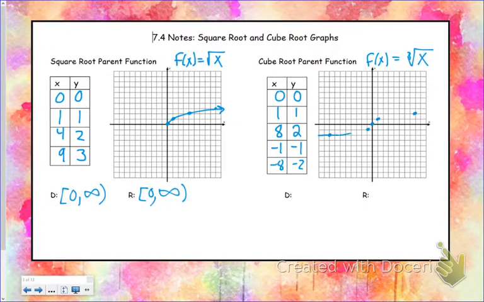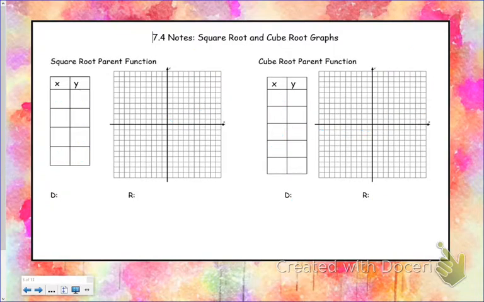So my graph is going to look like this. All right. So again, this one, from about here over, it looks pretty similar to your square root graph. It's just a little bit flatter because it takes longer to get to those points. But again, this graph will have a domain and range that's -infinity to infinity. All right, so those are your two new parent functions. It's really important that you guys know those.